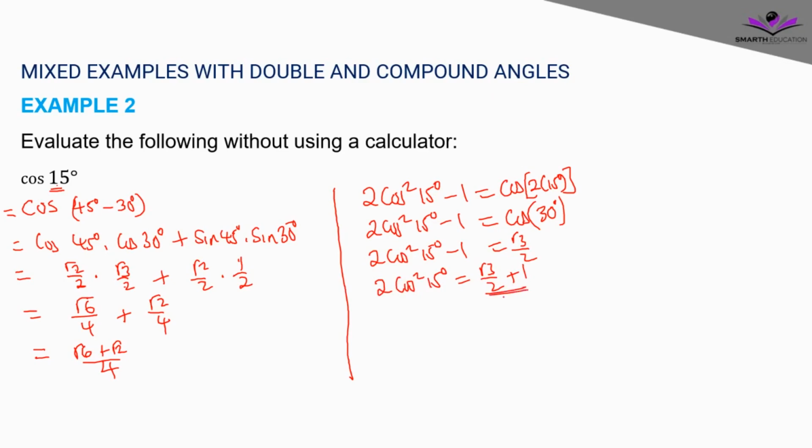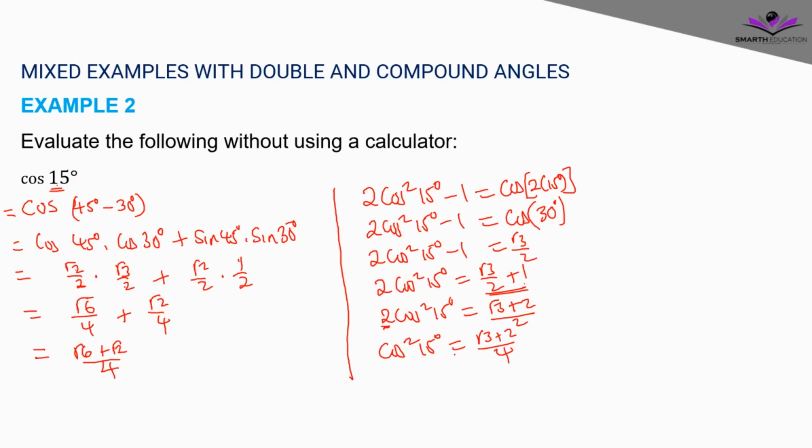We can simplify this. You can write 1 as 2 over 2 there. It becomes 2 cos squared 15 degrees is equal to root 3 plus 2 over 2. Then you can divide by 2 on both sides of the equation. Remember, dividing by 2 is just the same as multiplying by 1 over 2. So you get cos squared 15 degrees is equal to root 3 plus 2 over 4. That is after dividing by 2.